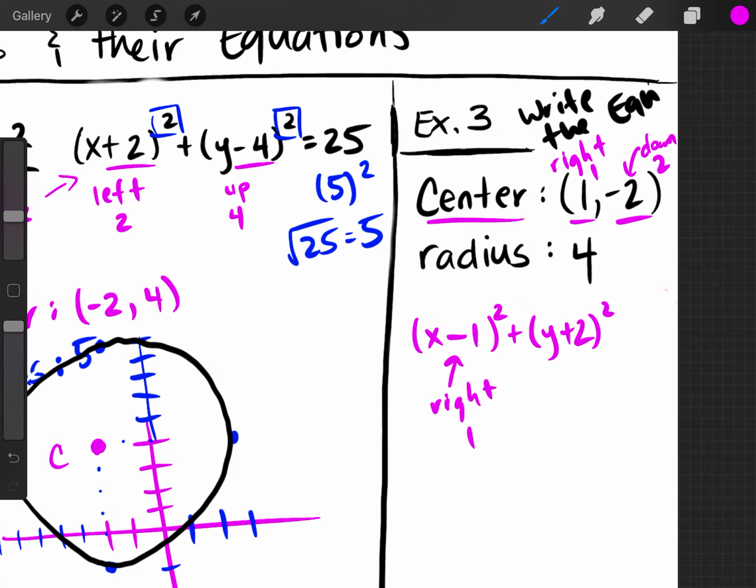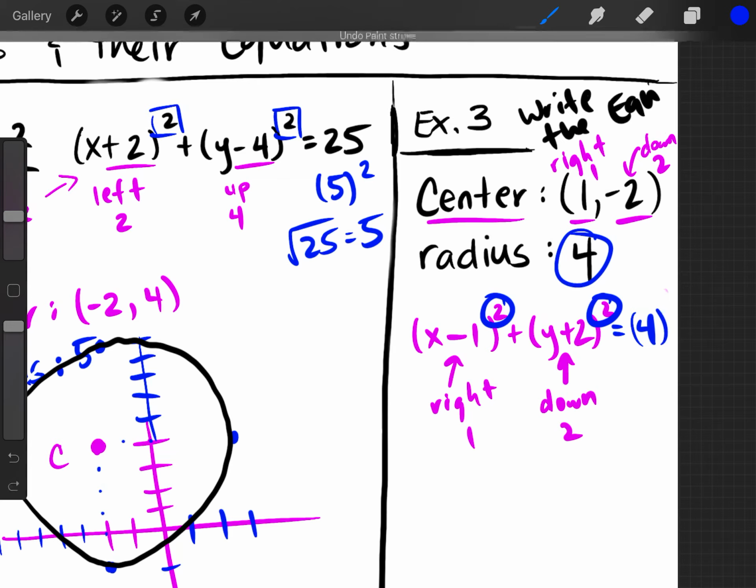Same thing with the y. We immediately want to just say y minus 2. That's down 2. But again, because we're thinking opposite, y plus 2 is actually telling us to go down 2. So we've added the center into our equation. Again, the last thing we have to do is just think about adding that radius in. In this case, our radius is 4. So we just go over here, we put 4, and we're not done. Again, make sure you follow our pattern. X minus 1 squared, y plus 2 squared. So this should be 4 squared, right? They all have a squared.